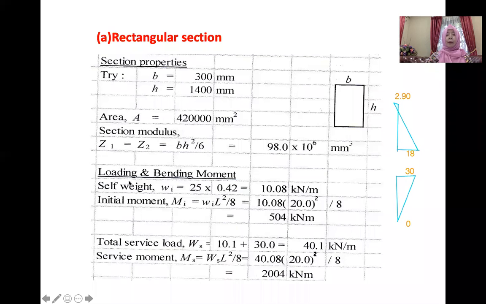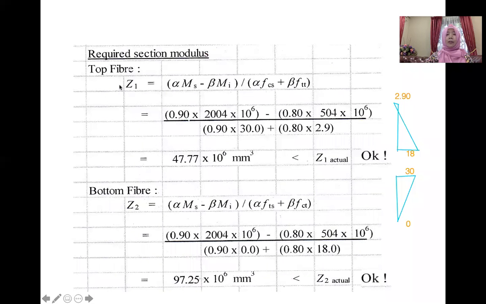The bending moment due to this section, due to self-weight, so we can calculate the moment MI and also the total service load, and also the service moment load. So how do we calculate? How do we get the suitable section? If you can see the solution, we have this formula, Z1 and Z2.